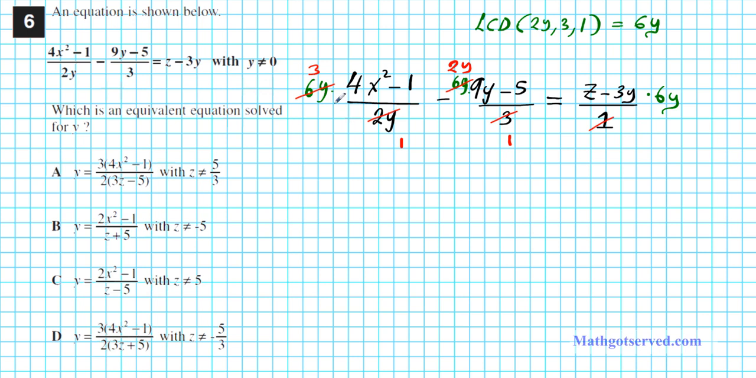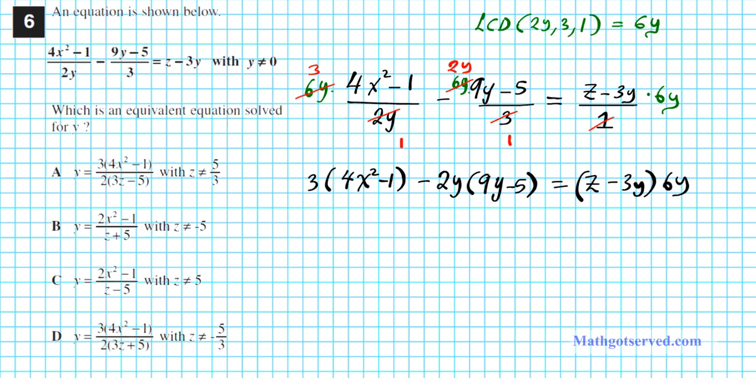We have 3 times (4x^2 - 1) minus 2y times (9y - 5) equals (z - 3y) times 6y. Now let's take a look at what we have just accomplished. We have eliminated the denominators. All right? Now let's not forget our goal. Our goal is to solve for y. We want to get y isolated.